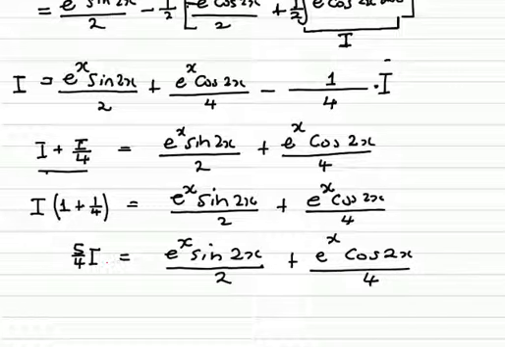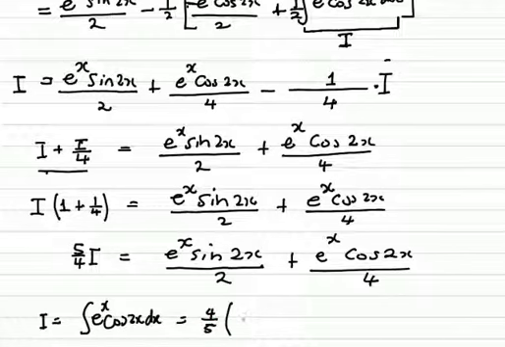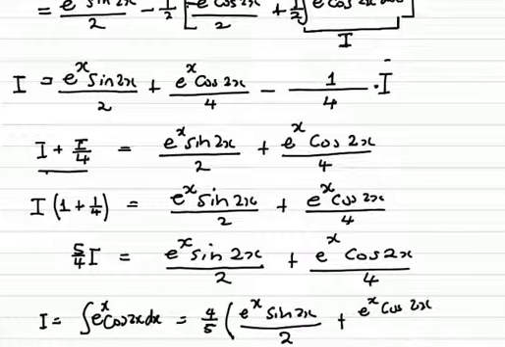Now we can make our I subject of the formula. Remember, I is equal to our integral, which is e to the power of x cosine 2x dx. If we make it subject of the formula here, we have to divide both sides by 5 over 4, which will give us 4 over 5, because we've got to invert that fraction, multiplied by e to the power of x sine 2x all over 2 plus e to the power of x cosine 2x all over 4, plus a c.